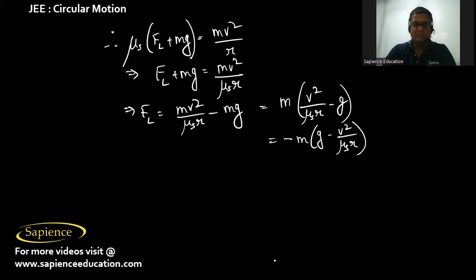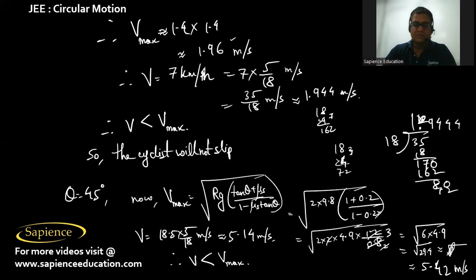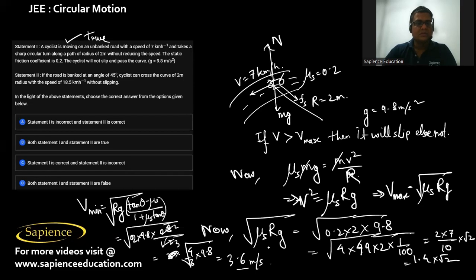So the given speed is more than the minimum safe speed and less than the maximum safe speed also. So therefore it will be able to cross the turn of the banked road very safely. So statement 2 is also correct. It will not slip. So here option B is the correct answer, that both statement 1 and statement 2 are true.